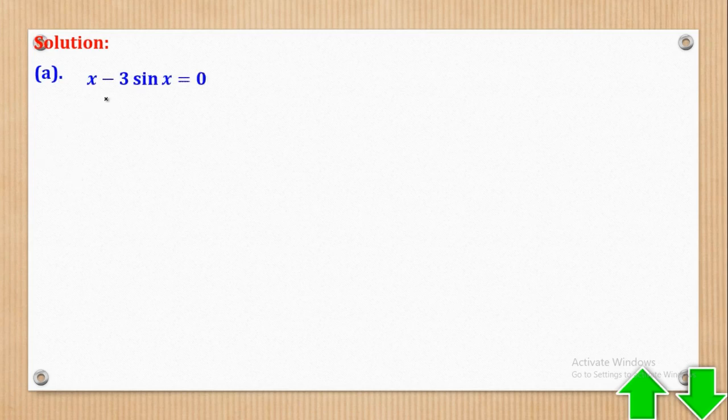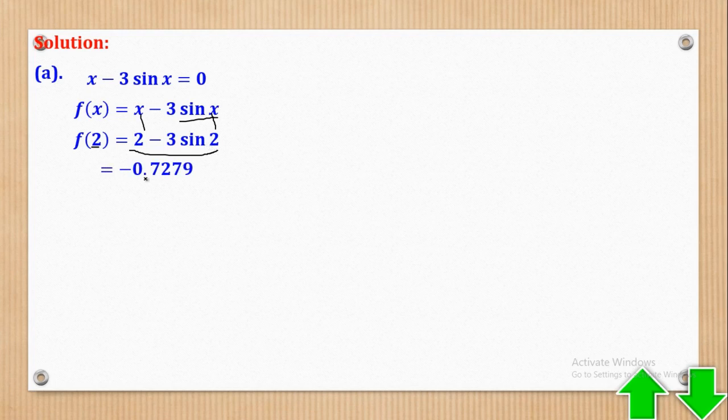So to show that there is a root, we shall first let this be equal to f(x), which is that. Remember, they told us to show that there is a root between x equal to 2 and x equal to 3. So that means that for f(2), you substitute 2 here. Therefore, where there is x, you'll be putting 2. Now, because there is this trigonometric function, it implies that the calculator must be in radians. So when the calculator is in radians and you substitute in the calculator, you'll be able to get negative 0.7279.